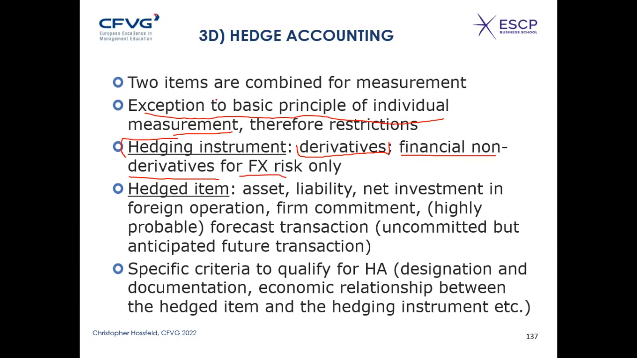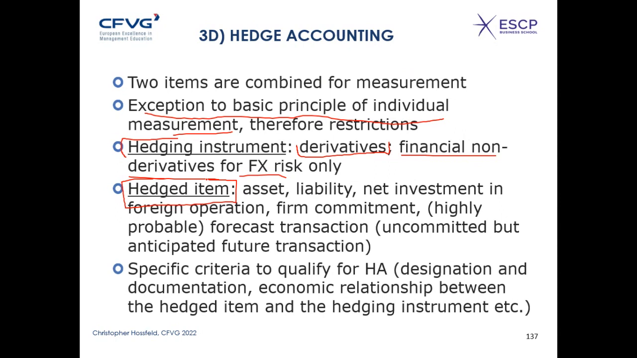The hedged item, so the underlying position whose risk I may want to hedge, has very few restrictions, almost none. Obviously, I can hedge existing assets. I can hedge existing liabilities. Makes sense. I can also hedge a net investment in a foreign operation. What does that mean? Mainly here we talk about investments of the parent company in a subsidiary abroad, that means in foreign currency.